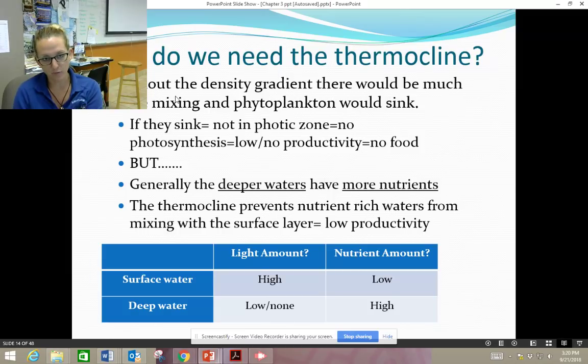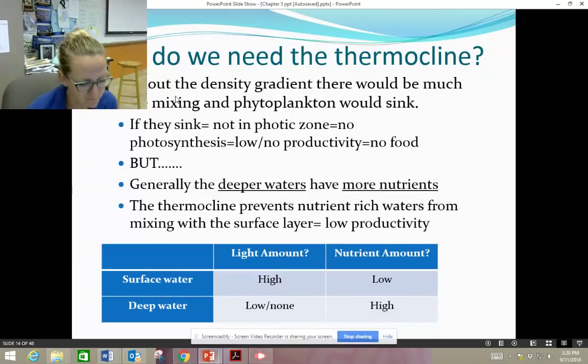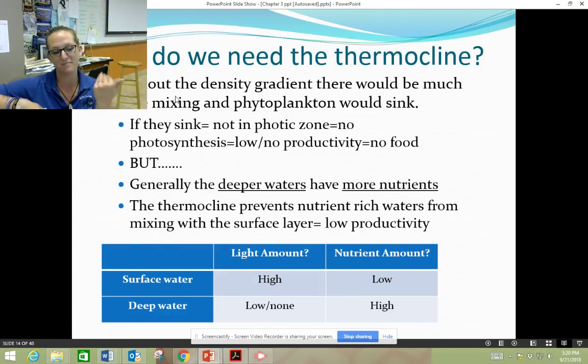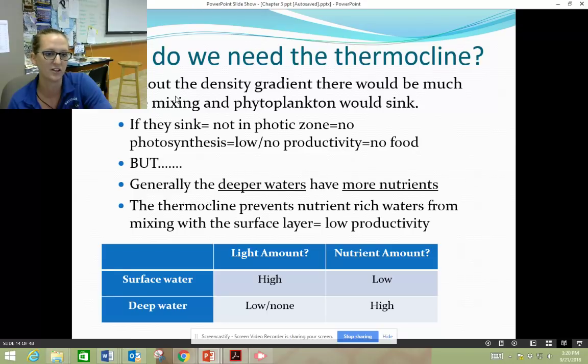Okay, so our deeper waters are going to have more nutrients. The thermocline will prevent nutrient-rich waters from mixing with the surface layers, which causes low productivity. Again, that's why we didn't see much productivity or any chlorophyll at all in the middle of the ocean in that graph you guys saw a little bit ago. There's no nutrients there. And there is no wind strong enough to mix the deep-water nutrients to the top in the middle of the ocean. That won't happen. Maybe over a hurricane, but you're not going to have a ton of sun out there either. And then again, your phytoplankton is going to be pushed down to the depths. It won't be around sunlight, and then it sucks.